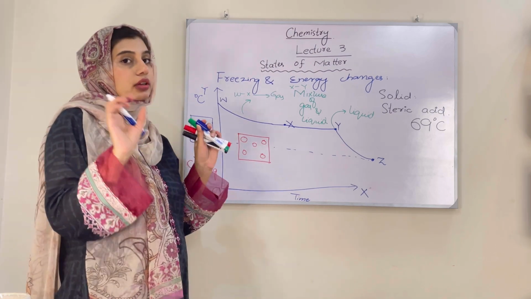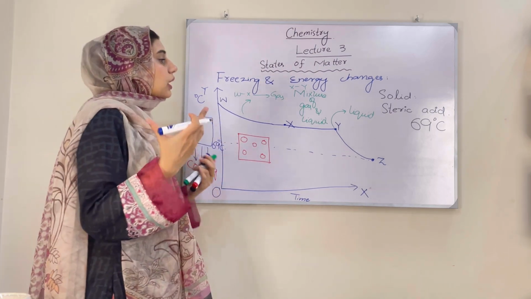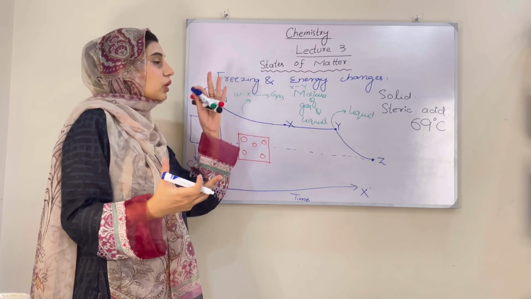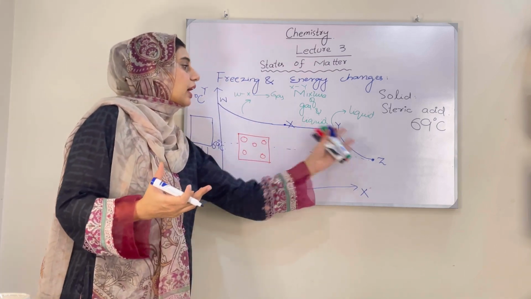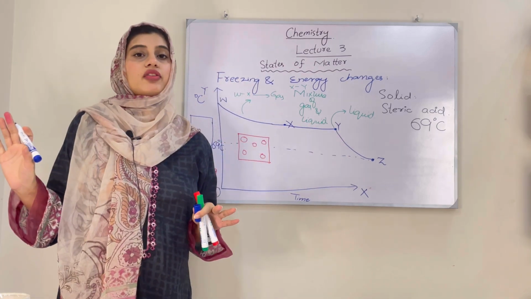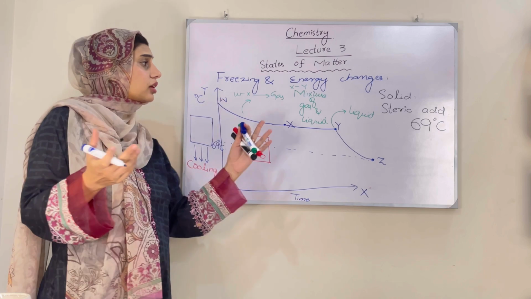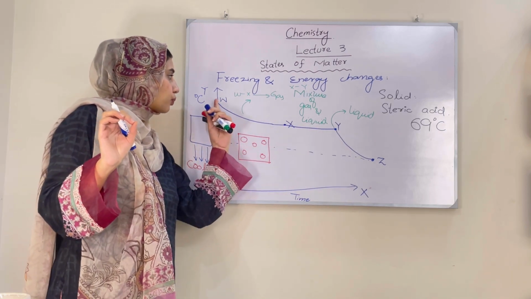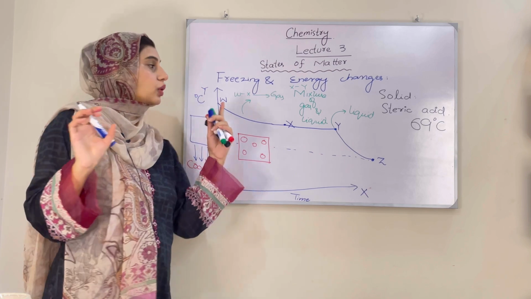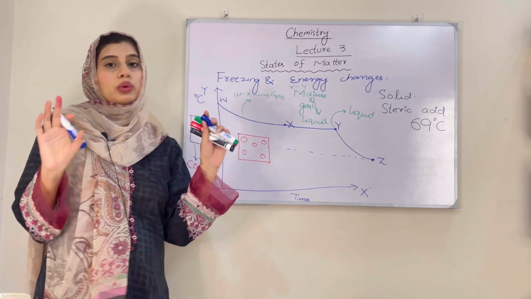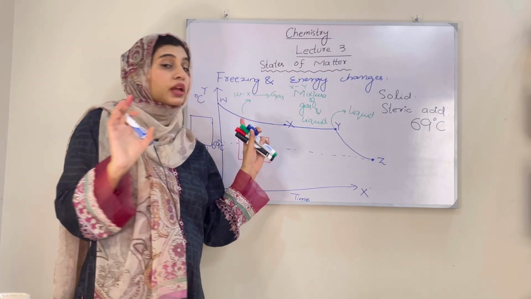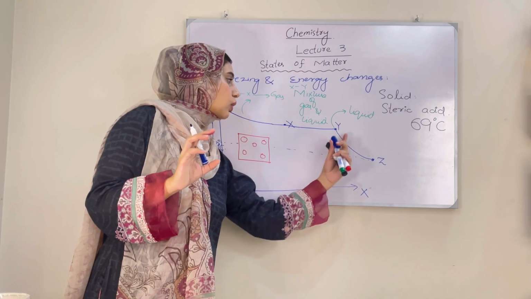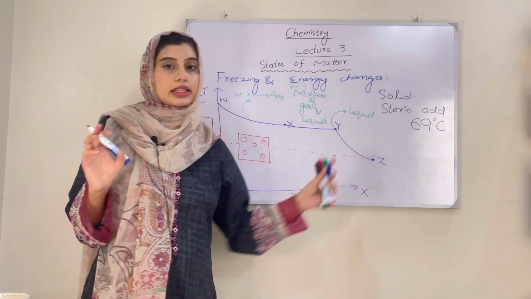So if the question comes, what is the state of matter between point X and Y? If they've given you any graph and they ask you what is the state at any particular point, you can easily tell now what will be the state at W, what will be the state between W and X, what will be the state at X, what will be the state between X and Y, and what will be the state at Z.